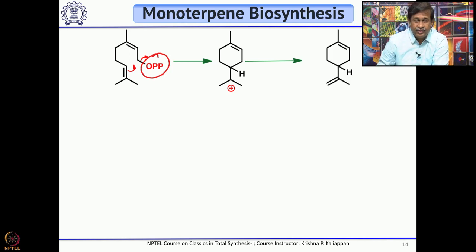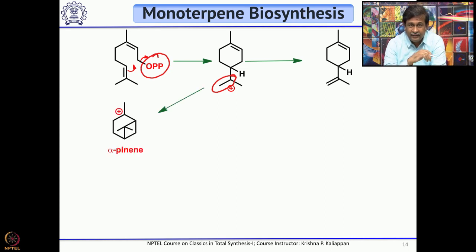Once this tertiary carbocation is formed, there are many further rearrangements possible. If a proton is lost, then you get limonene. And if the double bond here neutralizes the positive charge, then you get this intermediate, and this intermediate can convert later by loss of proton to give alpha pinene or beta pinene. If an exocyclic double bond is formed, that is beta. If an endocyclic double bond is formed, then it is alpha pinene.